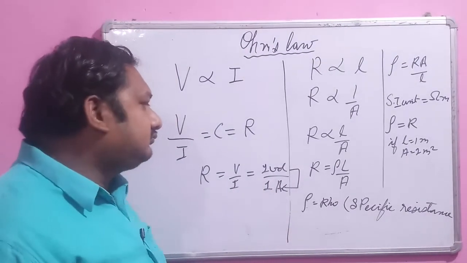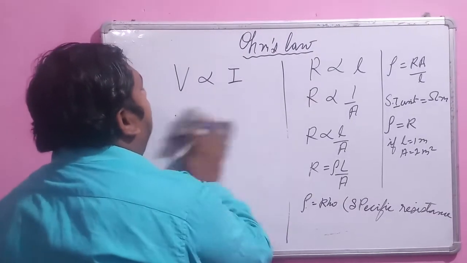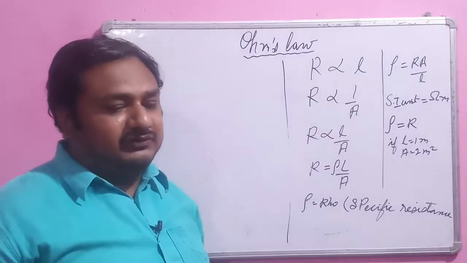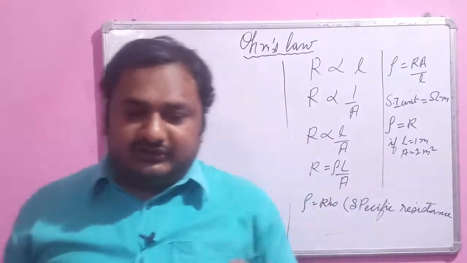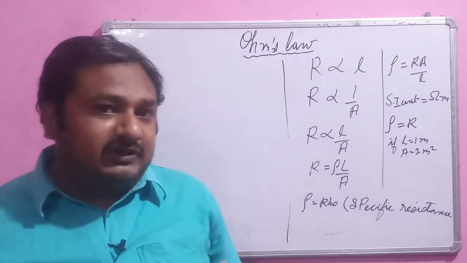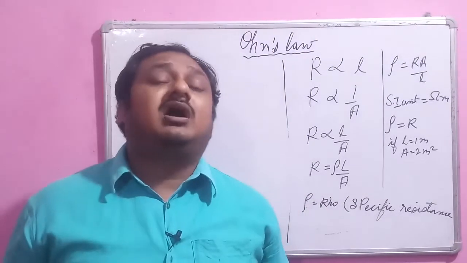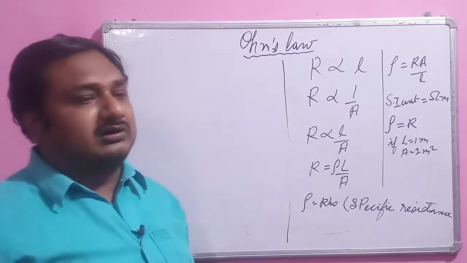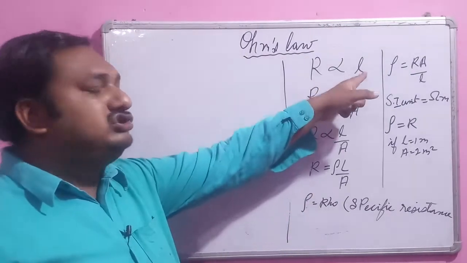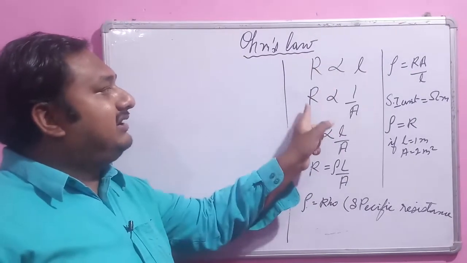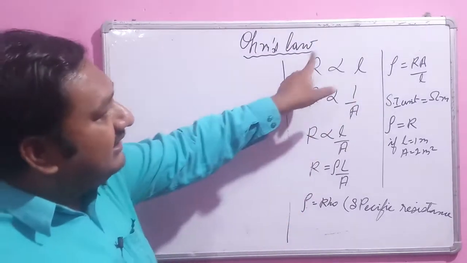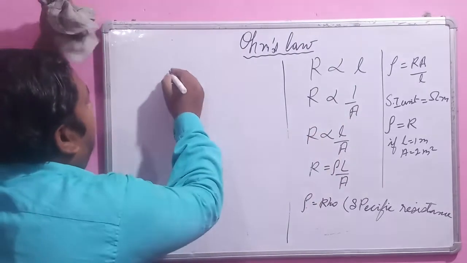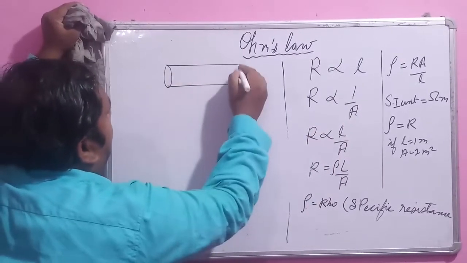Okay, now there are some factors on which the resistance of a conductor depends. Please note, student, resistance does not depend on the potential difference and current of a conductor, but it depends on the geometry of the conductor. That means it depends on the length and on the area. It is directly proportional to length and inversely proportional to area. Suppose you have a tube of length L.